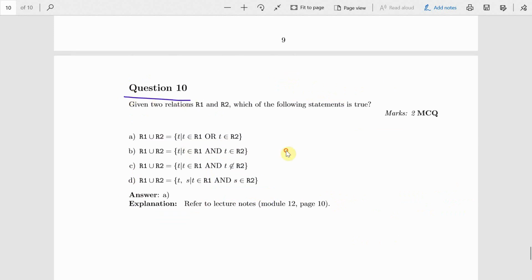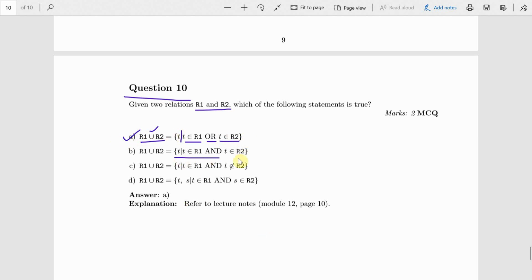Lastly, question number 10. Given two relations R1 and R2, which of the following statements is true? Option A is given: R1 union R2 specifies a tuple calculus statement, T such that T belongs to R1 OR T belongs to R2. So it is a valid statement.